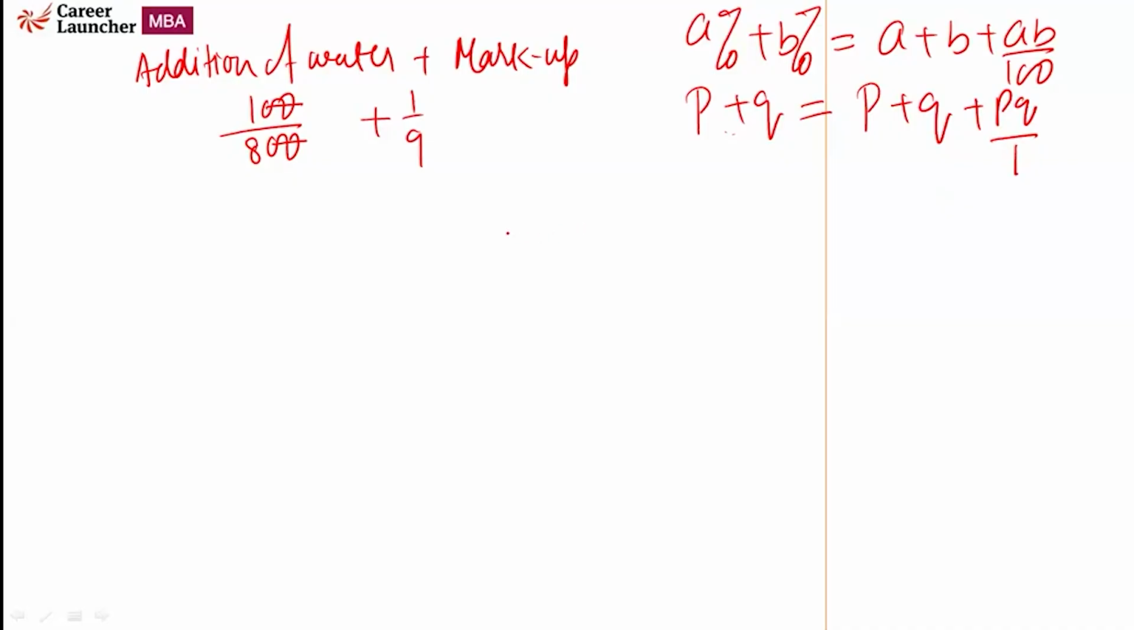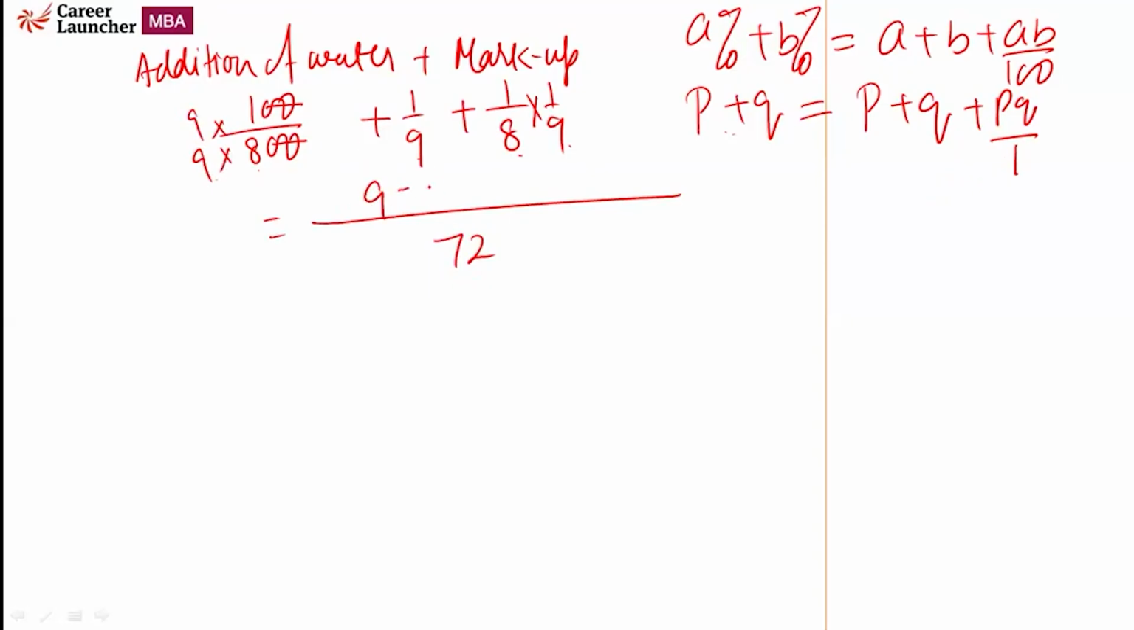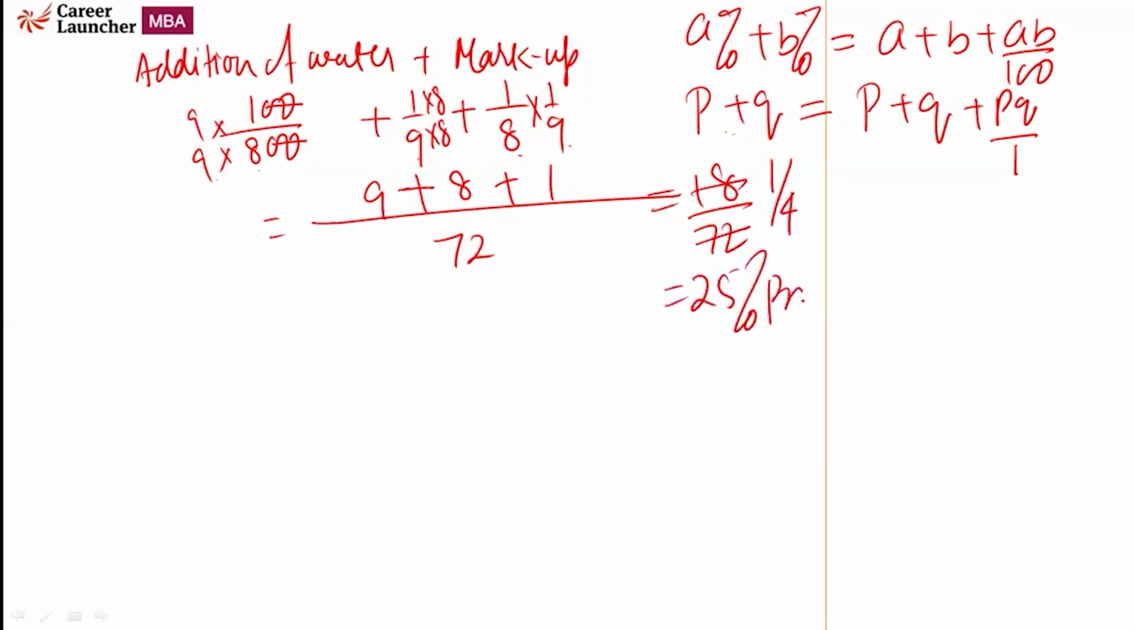Do you understand? तो हमने कहा ये 1/8 plus 1/9 plus 1/8 into 1/9. What is the LCM? This is 72, this is 9, this is 8. Can I take the LCM of the denominator as a 72? I should multiply numerator and denominator by 9 to make denominator 72. I should multiply numerator and denominator by 8 to make denominator 72. And this comes out to be 18 upon 72, which is 1/4. How much is 1/4? 25% profit.